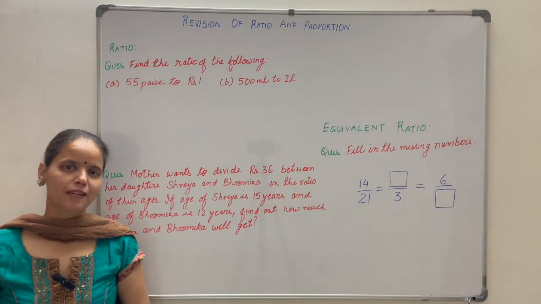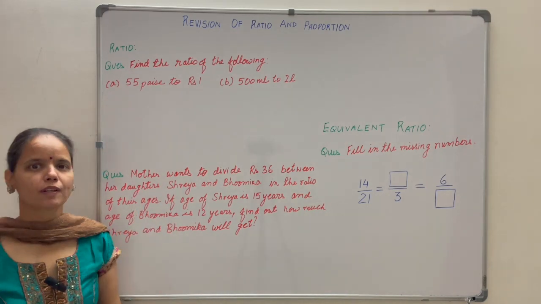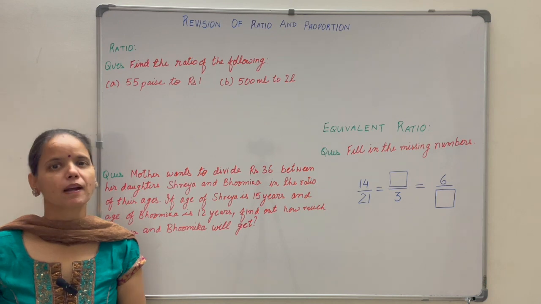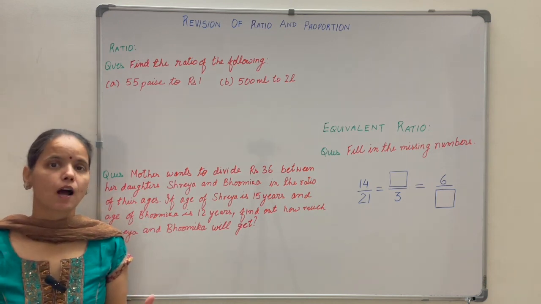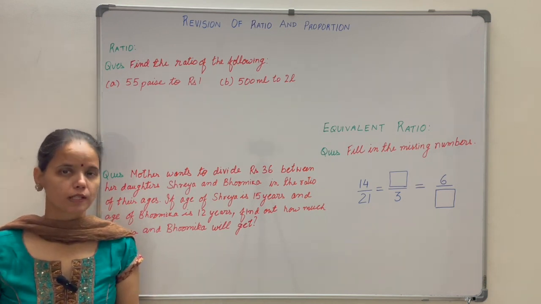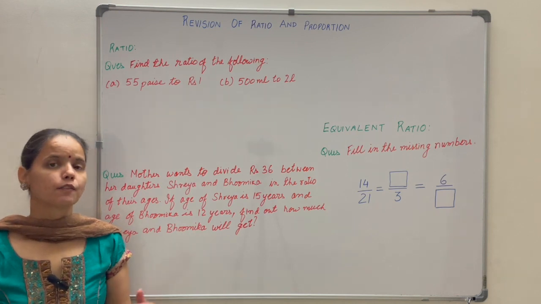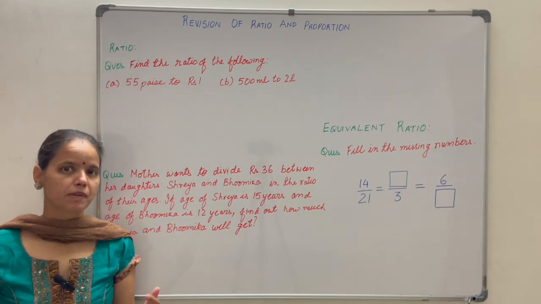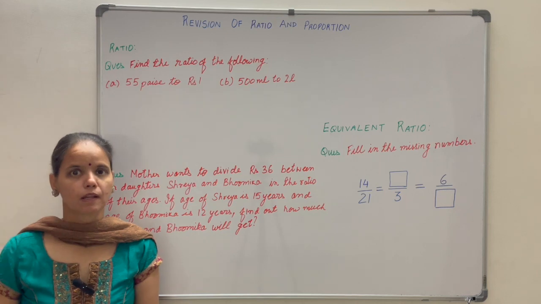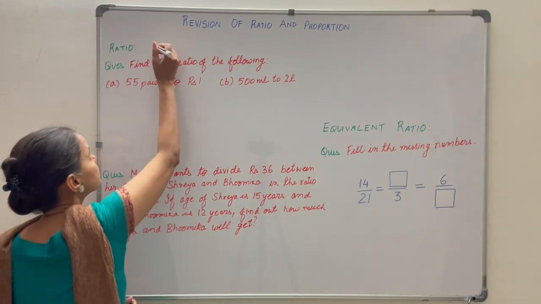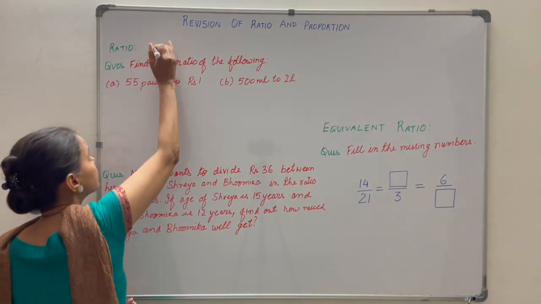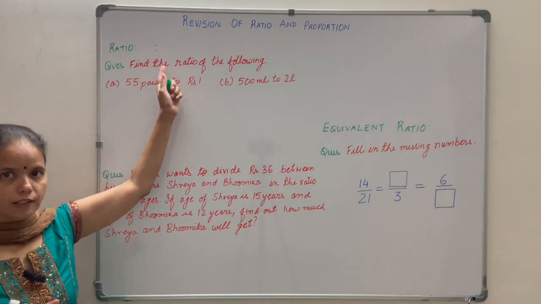Revision of ratios and proportion. Ratio. Ratio is a comparison by division method. It tells how many times one quantity is of the other. Whenever you compare two quantities, make sure that the units are same. Ratio is denoted by the symbol. This is the symbol for ratio.